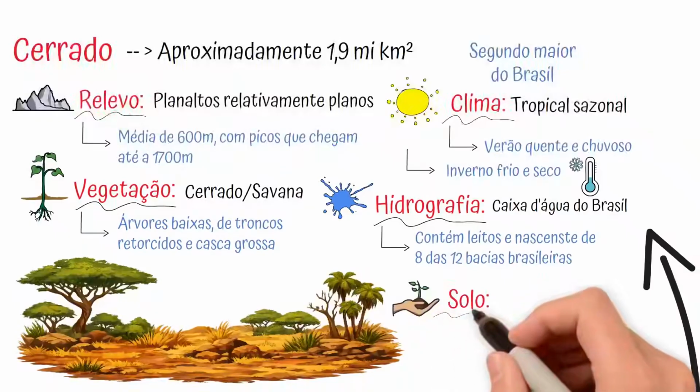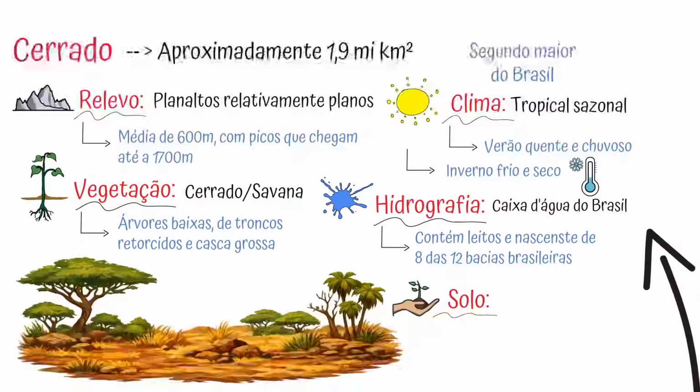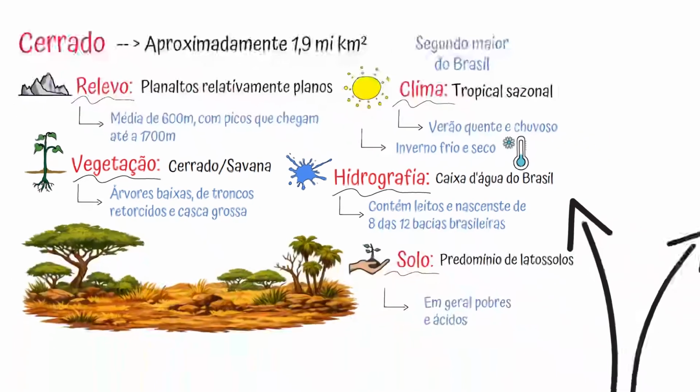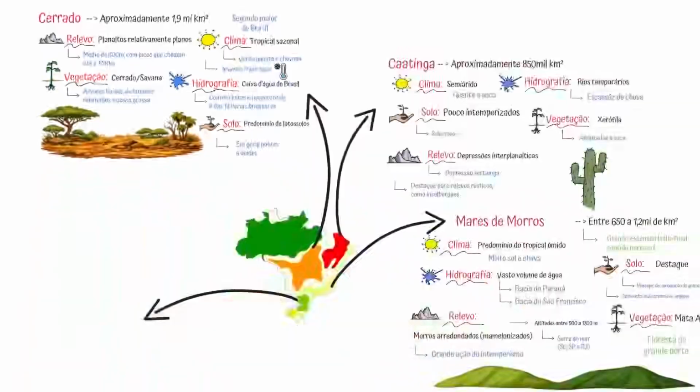The soil of this domain is marked by the so-called latosols. These are well-weathered and deep soils, but even so, in general, they are poor and acidic. They require a lot of correction for use in agriculture. All right, stay strong. We still have the Araucaria, Grassland, and Amazonian domains left. Right, this time it might get a bit long, but I have to do it.